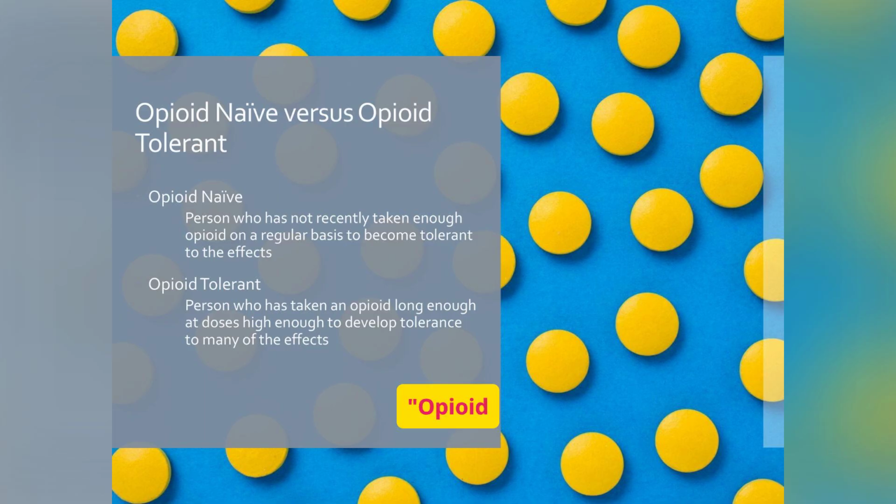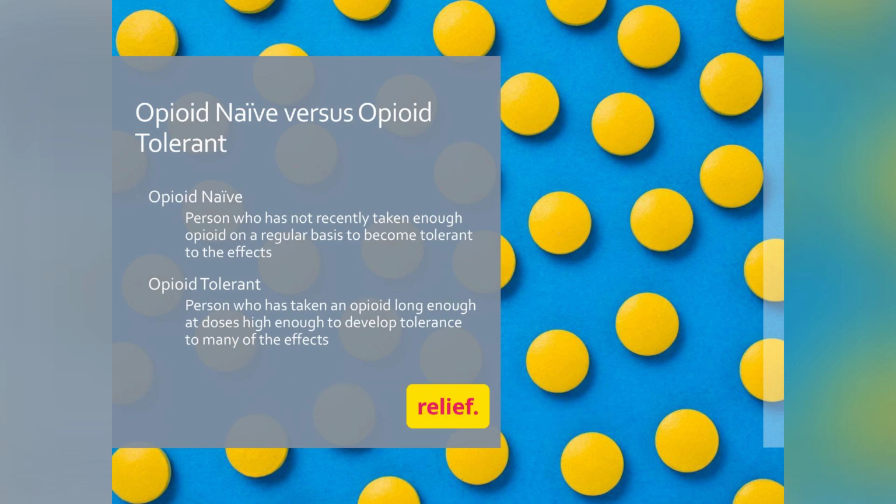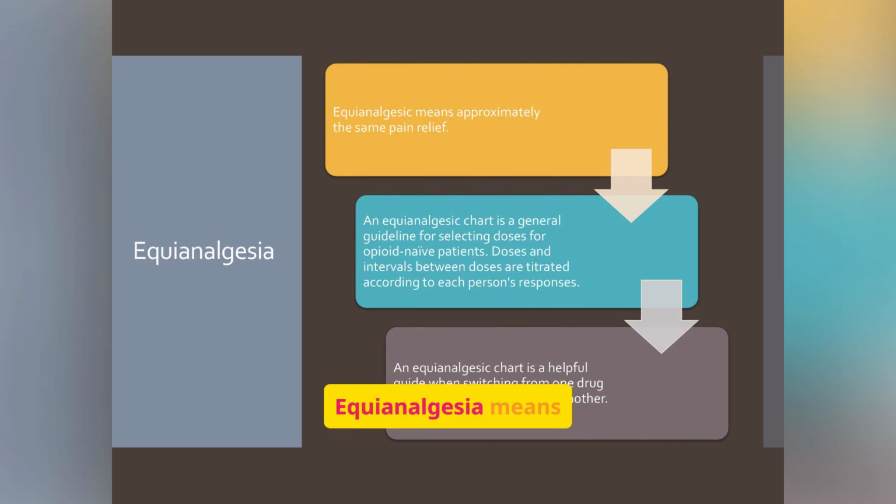Opioid naive refers to patients who are not chronically receiving opioid analgesics. Opioid tolerant refers to patients who have been taking opioids regularly and require higher doses for pain relief. Equianalgesia means approximately the same pain relief. An equianalgesic chart is a guideline for selecting doses for opioid-naive patients and switching between drugs or routes of administration.